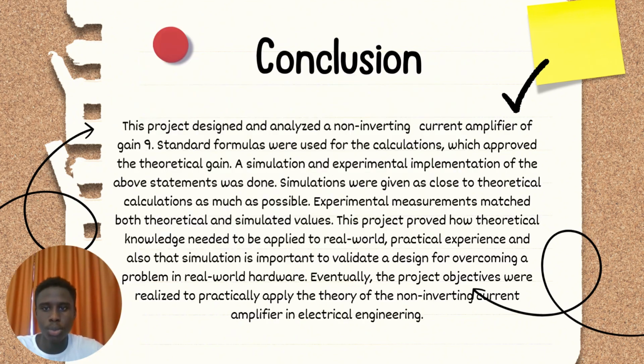In conclusion, the project design analyzed a non-inverting current amplifier of gain 9. Standard formulas were used for the calculation, which proved the theoretical gain. A simulation and experimental implementation of the above were done. Simulation results were as close to the theoretical calculation as possible.